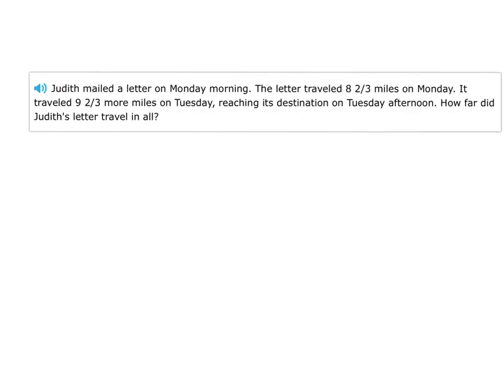Let's look at another example here. Judith mailed a letter on Monday morning. The letter traveled 8 2/3 mile on Monday. It traveled 9 2/3 mile on Tuesday, reaching its destination on Tuesday afternoon. How far did Judith's letter travel in all? Again, looking for those words that tell us if we're adding or subtracting. Here it is again. I bet you're going to see it a lot today. In all, total. Those mean add. So we're going to add this distance the letter traveled.